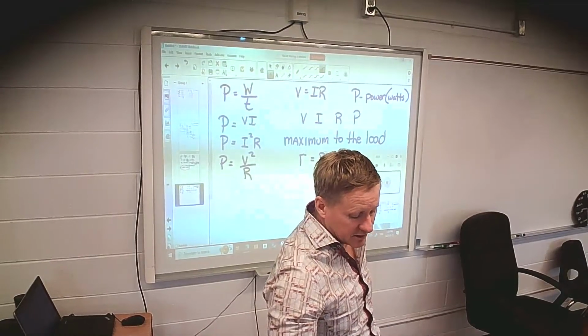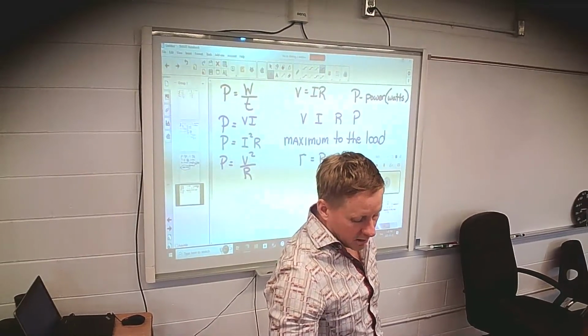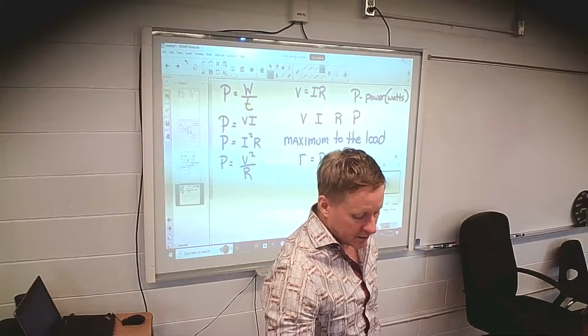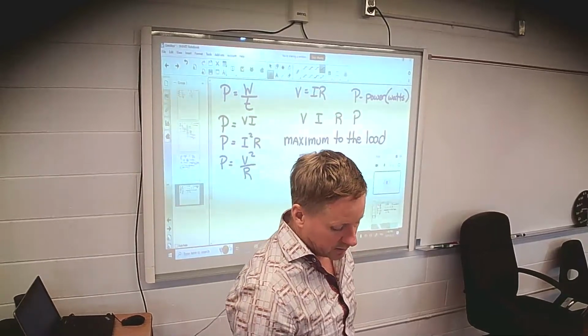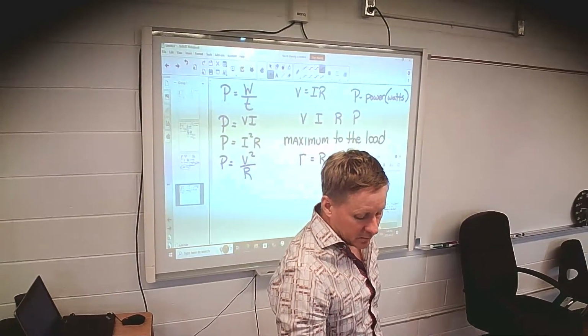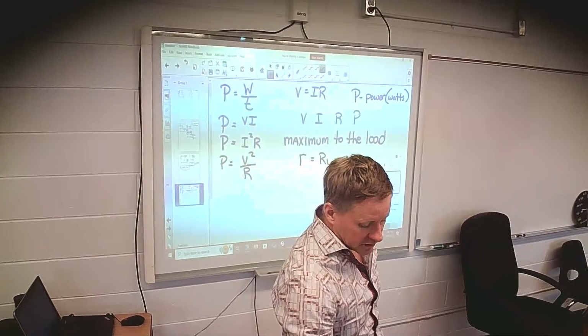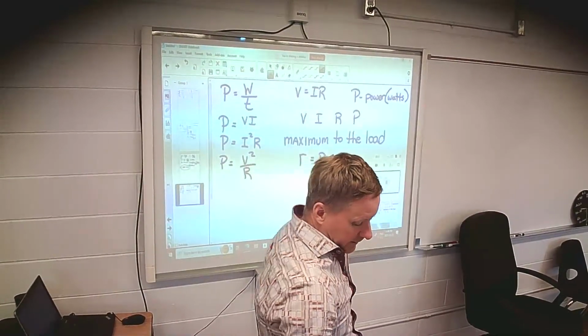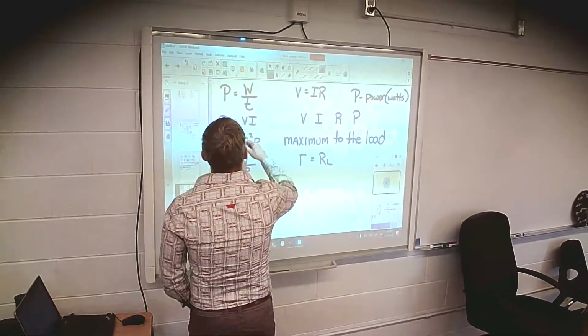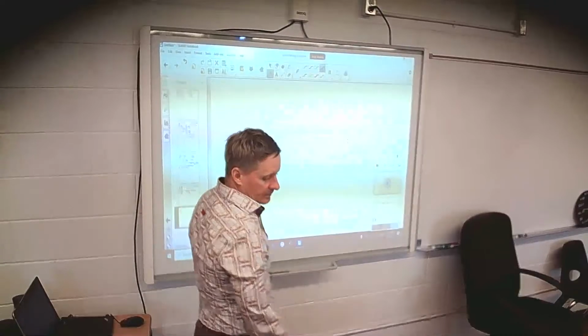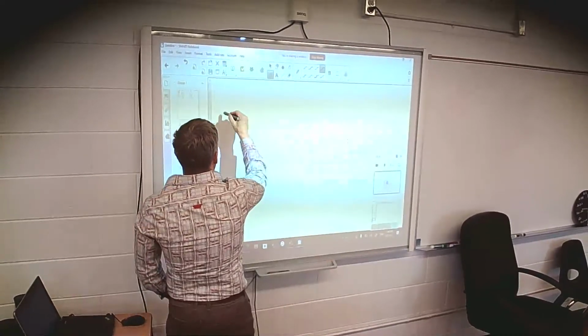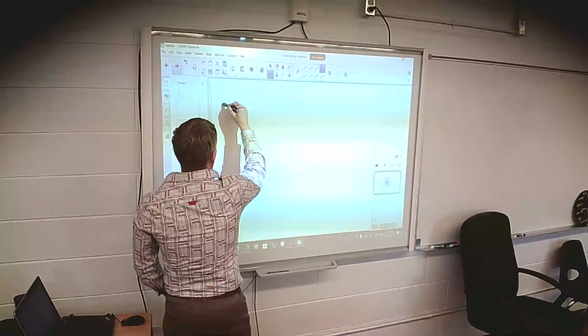An example is the starter motor of an automobile engine. You want maximum power to be transferred to the load, and that happens when the load resistance is equal to the internal resistance of the source of EMF. So if I'm looking at proving this, let's say I have a 3-volt battery.